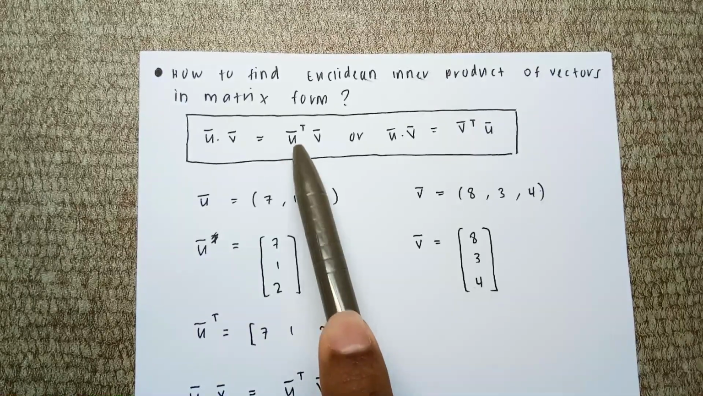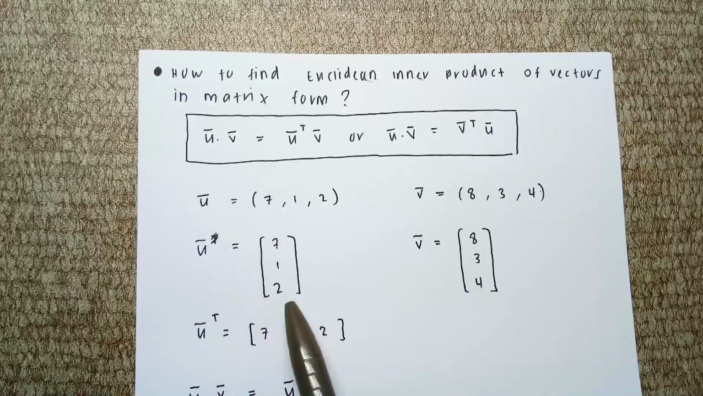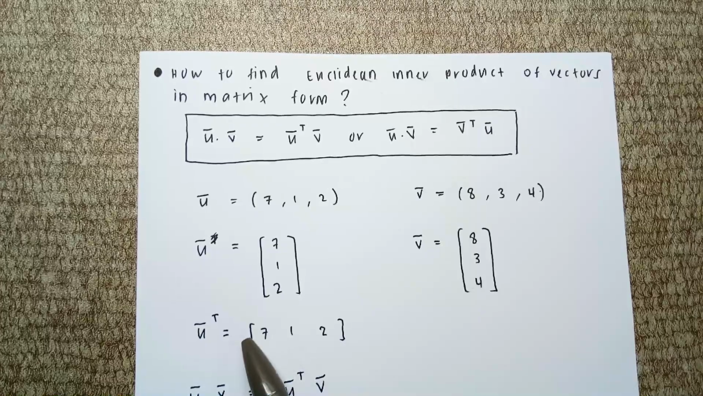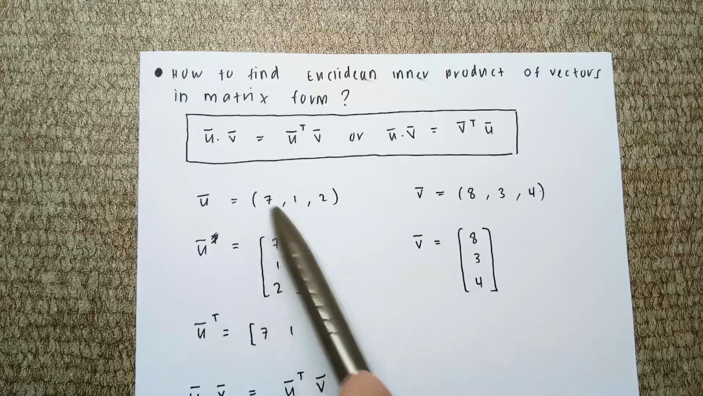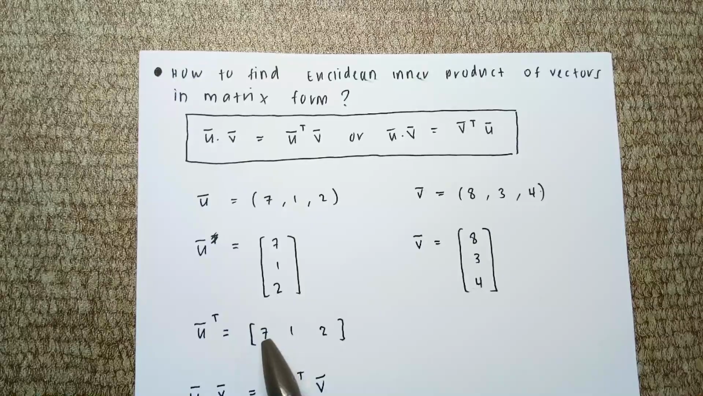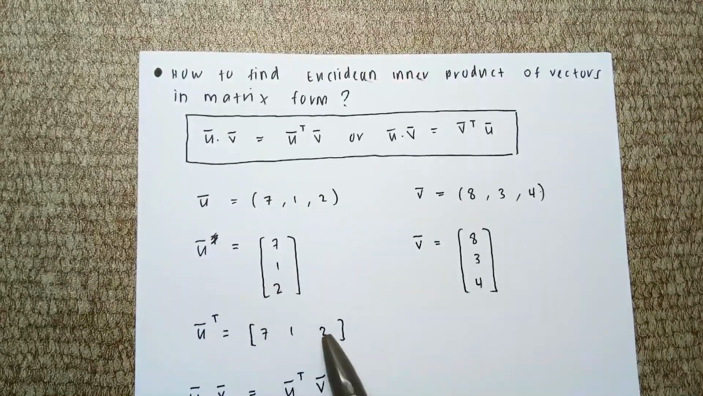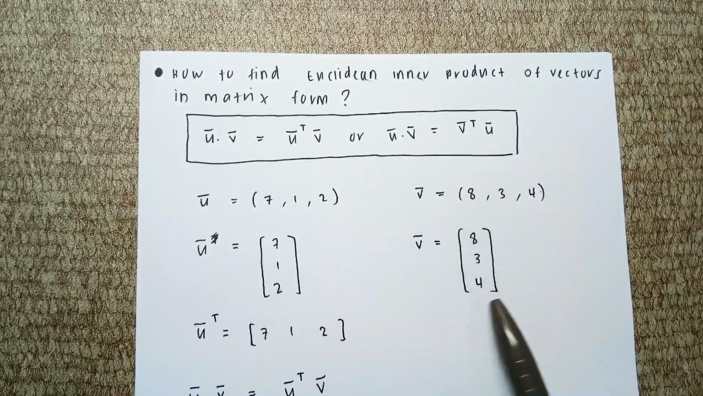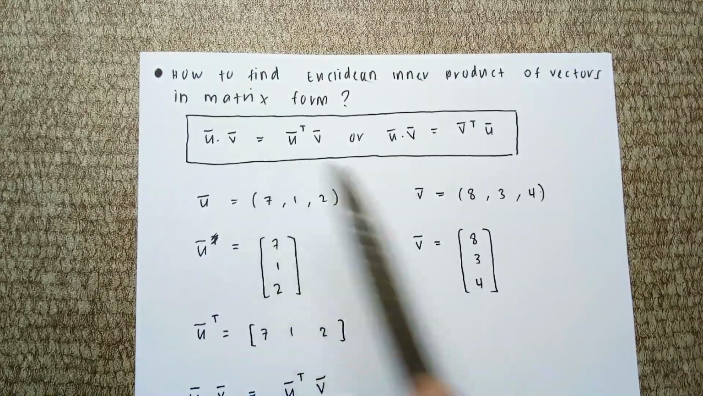To find the u transpose, we just need to change all of the entries in this column into a row, like this, which is 7 into this one, and 1 into this, and 2 into this. And for v, we just stick to this. We don't need to change it to the transpose based on this formula.